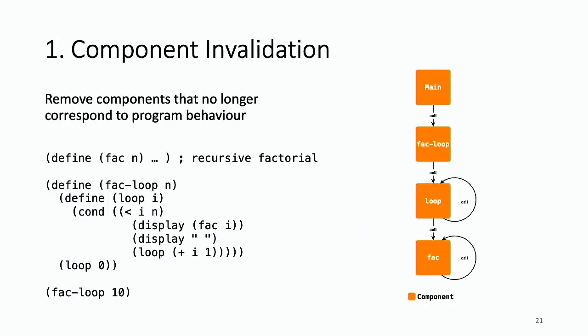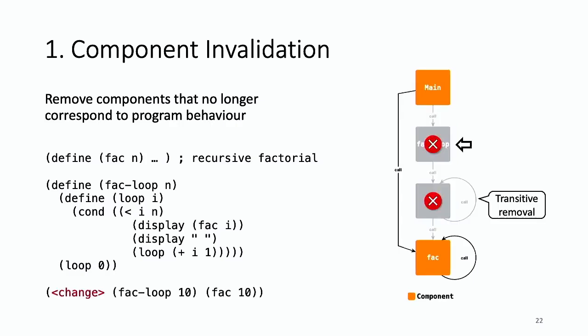The first strategy simply is component invalidation, and it just removes components that no longer correspond to a program behavior. So suppose you have this little program on the left where you have a factorial function, which is called in a loop using fac loop and the loop functions. Now, if you update this little program to call fac immediately instead of fac loop, then of course fac loop and loop will no longer be called.